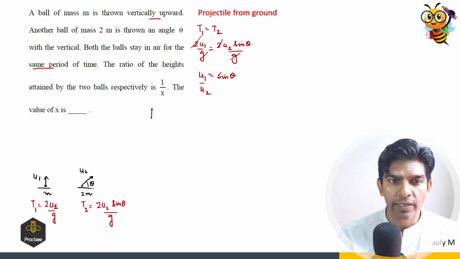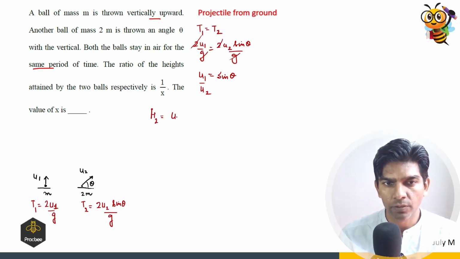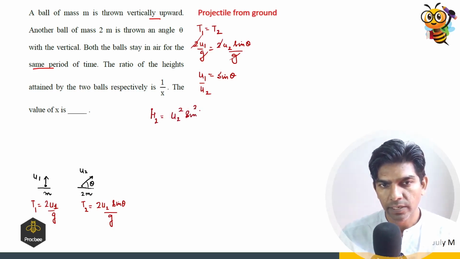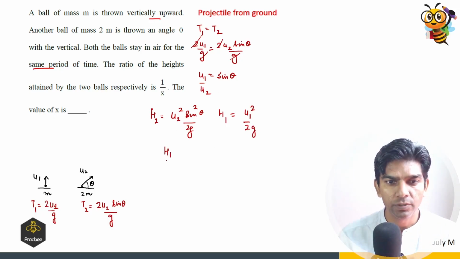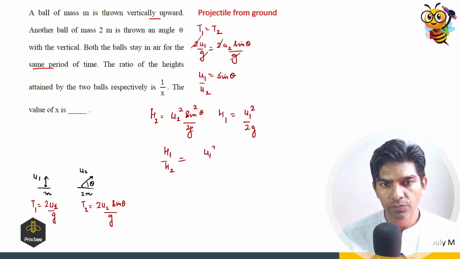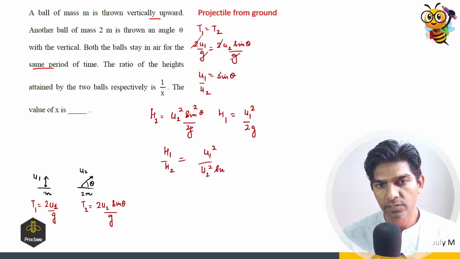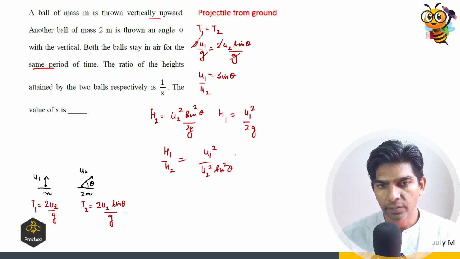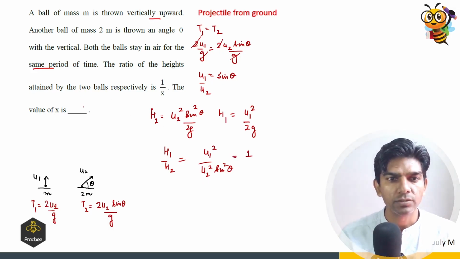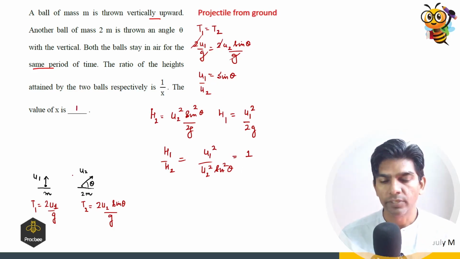So h2 will be u2 square sine square theta by 2g, and h1 will be u1 square by 2g. Now if you take the ratio, h1 by h2 will be u1 square upon u2 square sine square theta, and u1 by u2 is given as sine theta, so that is nothing but 1. So x will be 1, right? So that is the answer.